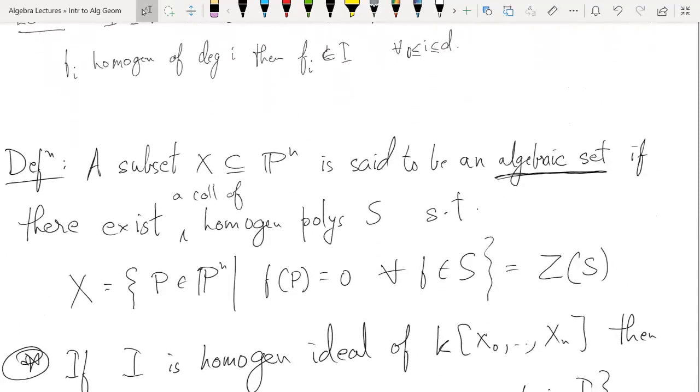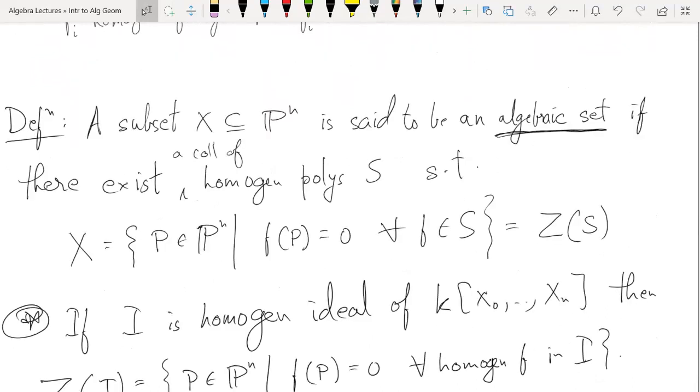So f(p) = 0 is well defined, and it does not depend upon the choice of representative of p. This is denoted by Z(S), if you like. I'll not do that here, but sometimes if there is confusion about which zero set we are talking about, we put a subscript. We'll do that when we are trying to switch between A^(n+1) and Pn and so on.